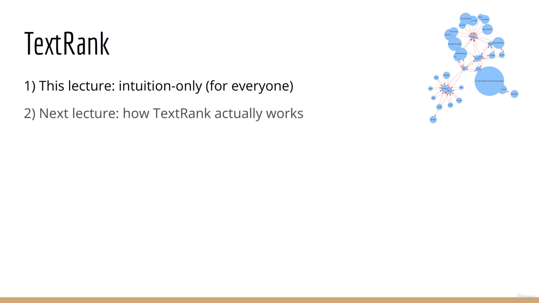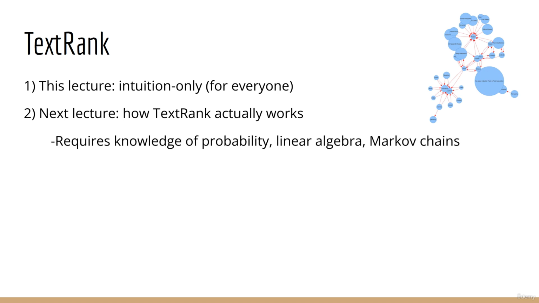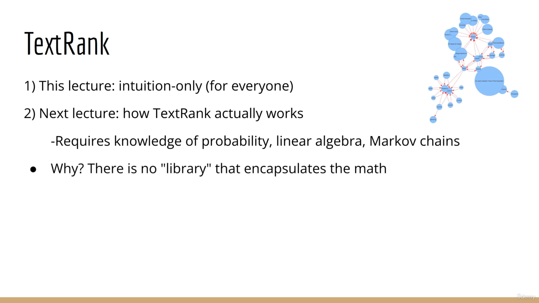The second lecture will look at how TextRank really works, which is based on Markov chains and requires a decent amount of knowledge about probability and linear algebra. And the reason we need to do this is because there is no library to do what we're going to do. In order to write the code, you'll have to understand what the code is doing, which means you'll have to understand the math. But note that I have to qualify this statement.